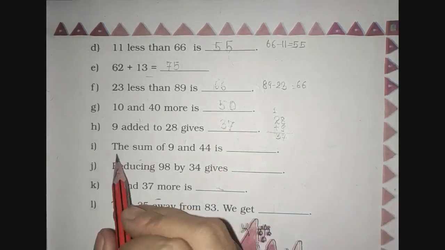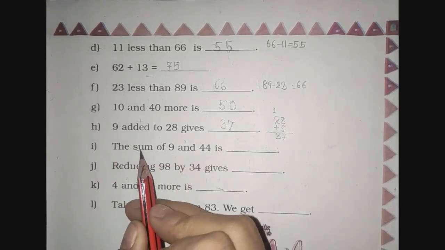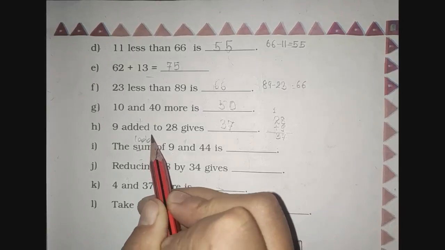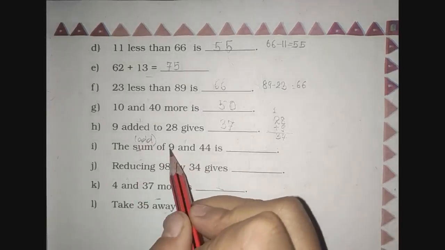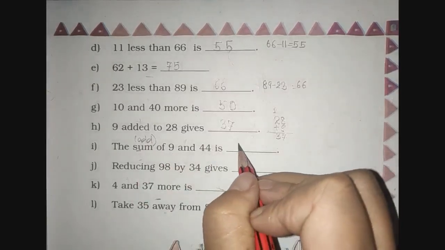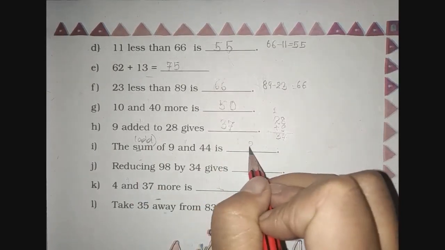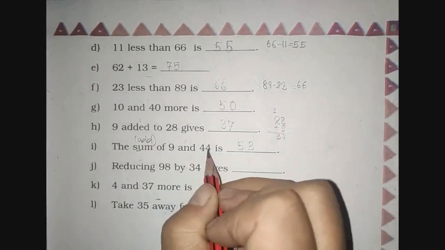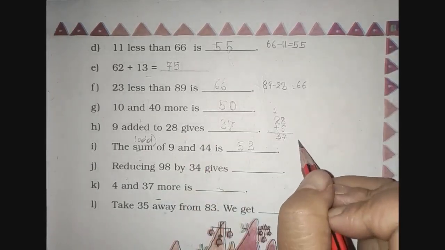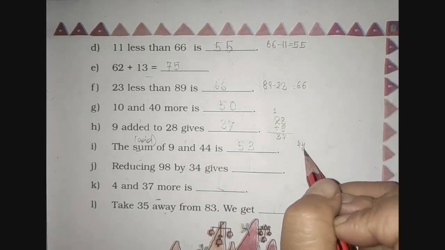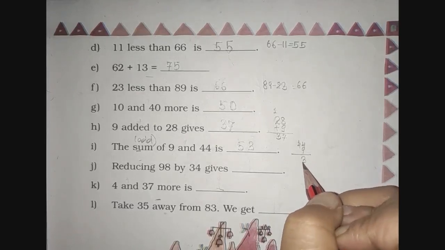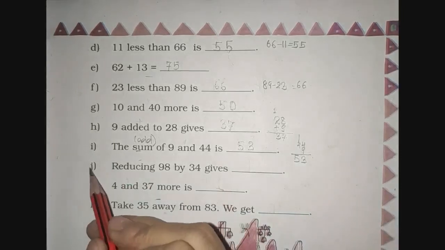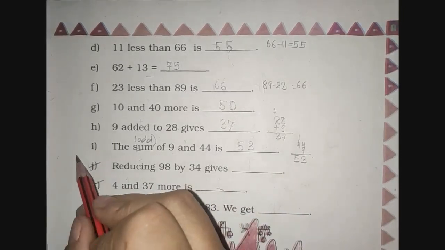Now the sum of 9 and 44. Sum means, children, sum also means to add. Please remember this. Sum means to add. So when you add 9 plus 44, 9 plus 4 is 13 and 4 plus 1 is 5. So 9 plus 44 is 53. Otherwise, I can show you here 44 plus 9. 9 plus 4 is 13. You will write 3 here, 1 here. 4 plus 1 is 5. So 53. Children, J, K, L is your home assignment.